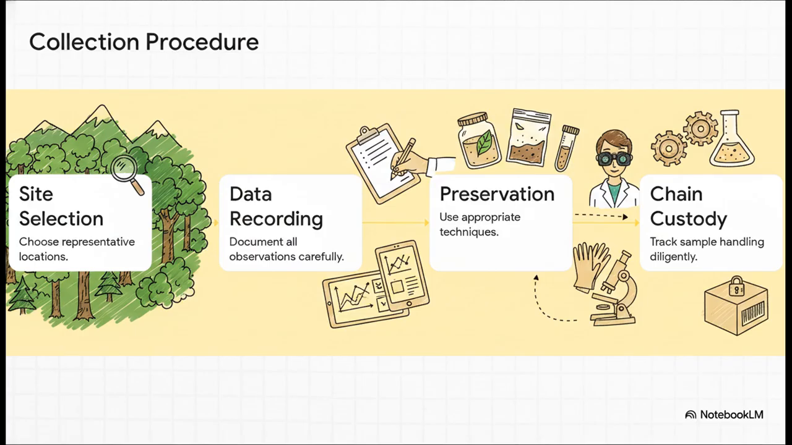Those design factors then translate directly into standardized step-by-step field procedures. Once the master plan is set, you absolutely need consistent methods to ensure your data is reliable. This all starts with picking truly representative sites, meticulously recording every single observation, and properly preserving any specimens. And finally, there's the chain of custody. Researchers have to track the handling of those samples perfectly, every step of the way, from the muddy forest floor all the way back to the pristine laboratory.